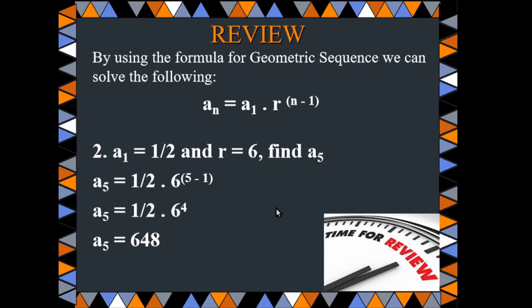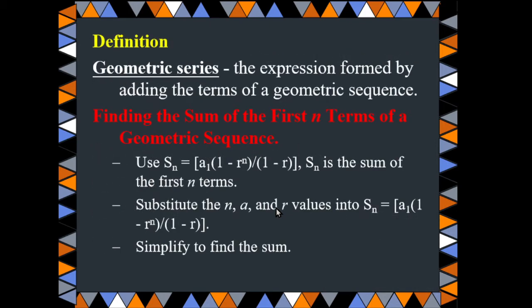Now let's proceed with the main topic for today, which is geometric series. A geometric series is the expression formed by adding the terms of a geometric sequence. In finding the sum of the first n terms of a geometric sequence, we use the formula S sub n is equal to a sub 1 times the quantity 1 minus r raised to n, over the quantity 1 minus r. We use this to find the sum of a finite geometric series.